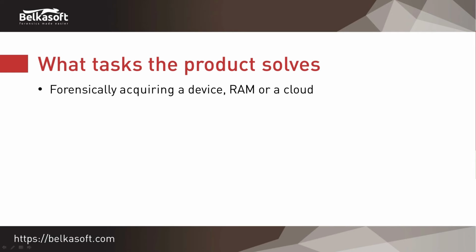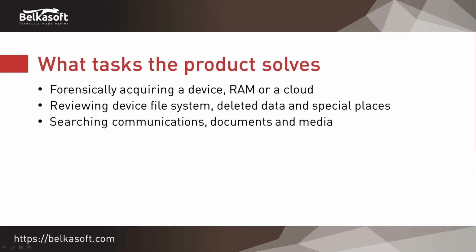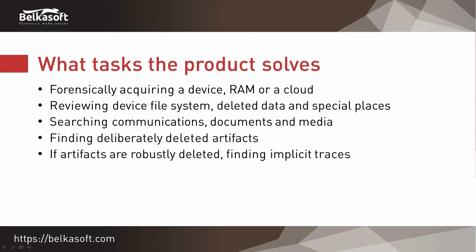So, what tasks does the product solve for you? First of all, you can acquire data from a device or a memory or a cloud. Then you can review device file system, including deleted data in some special places, such as volume shadow copy, for example. Then you can search different communications, documentation, media, and this is performed out of the box for these 800 formats, which I have already mentioned. You can find deliberately deleted artifacts using different techniques, and if artifacts are deleted robustly using tools like CCleaner, you can find implicit traces if this or that artifact was recently present on the system.